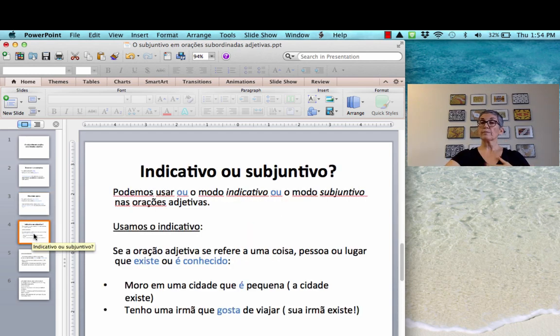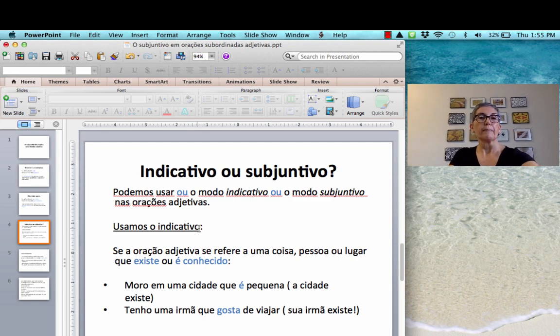Now, when you have an adjective clause, you are going to have the option of using either the indicative or the subjunctive. So let's see when you're going to choose one or the other. Usamos o indicativo se a oração adjetiva se refere a uma coisa, pessoa ou lugar que existe ou é conhecido. So if the adjective clause refers to a thing, a person, or a place that exists or that is known, okay, then you are going to use the indicative.